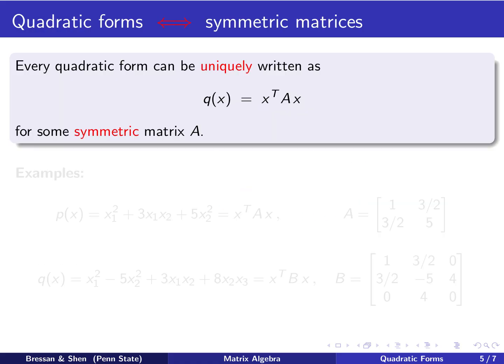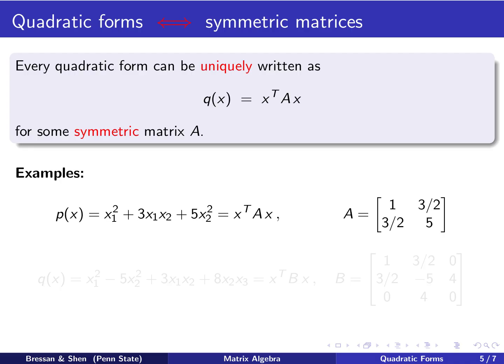So we are interested in a unique way of finding a quadratic form and connecting it to matrices. That is, if we put the restriction that the matrix shall be a symmetric matrix, then we have the following theorem. Every quadratic form can be uniquely written as Q(x) = x transpose times A times x for some symmetric matrix A.